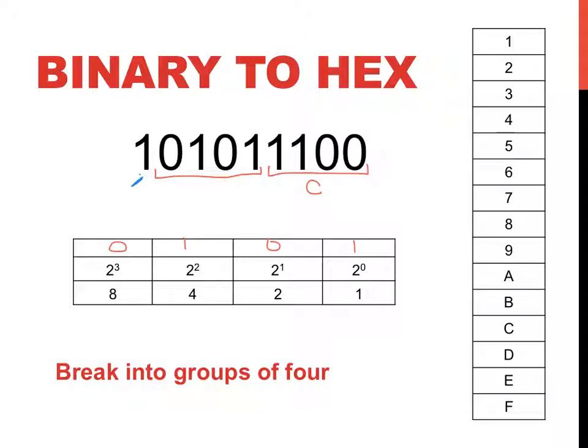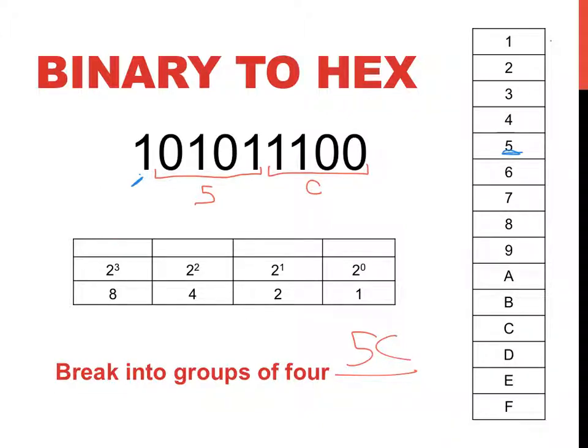So for this I have no 8s, a 4, and a 1, so I have 5. And if I go down, 1, 2, 3, 4, 5, I can actually use 5. So this in here is 5. 5C is the binary digits represented. You'll see why it's easier: instead of writing 1, 1, 0, 1, 0, 1, 1, 1, 0, 0, I can just write 5C in hex and it's heaps easier.